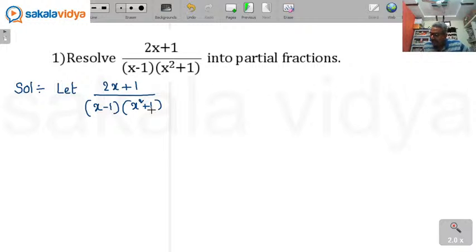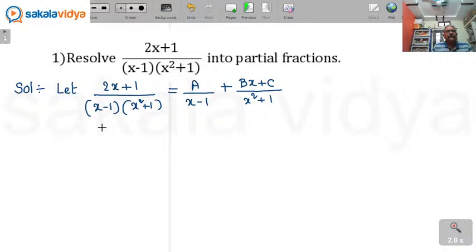Clarity, yes, it will come, don't worry. So equals to, for x minus 1 there exists a partial fraction a upon x minus 1, plus for x square plus 1 there exists a partial fraction of the form bx plus c upon x square plus 1. Okay, this is the first step, we need to write it.